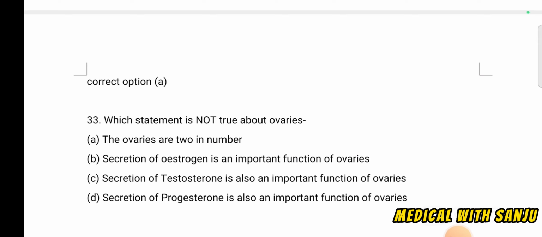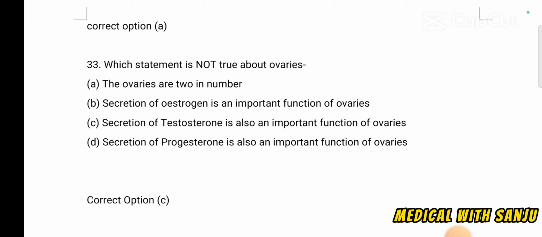Question number 33. Which statement is not true about ovaries? Option A, the ovaries are 2 in number. Option B, secretion of estrogen is an important function of ovaries. Option C, secretion of testosterone is also an important function of ovaries. Option D, secretion of progesterone is also an important function of ovaries. Secretion of testosterone is also an important function of ovaries. This is not true. So the right answer is option C.